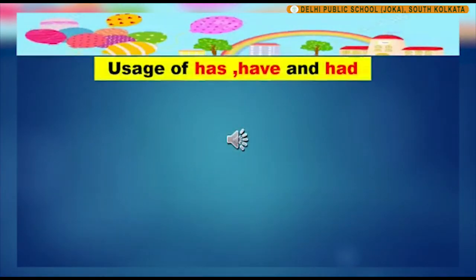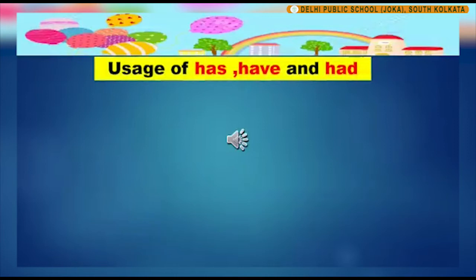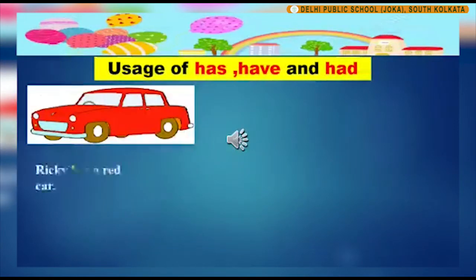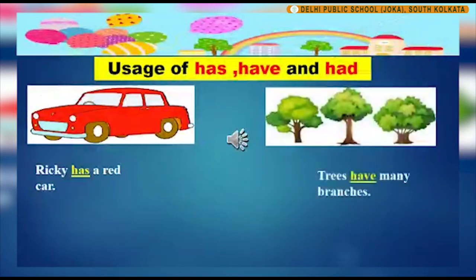Children, let us look at a few sentences with has, have, and had. Let us look at the first sentence. Ricky has a red car. In this sentence, has is the having verb. Now, let's have a look at the next sentence. Trees have many branches. In this sentence, have is the having verb.